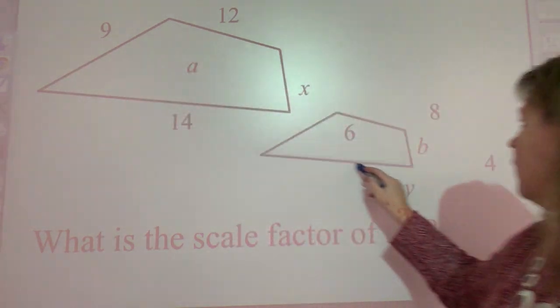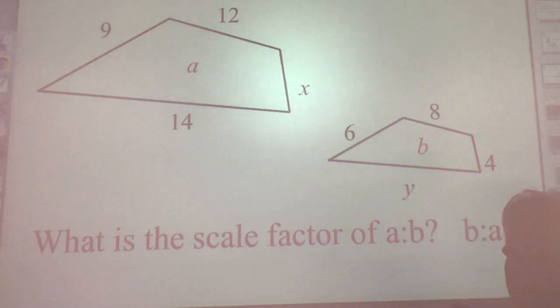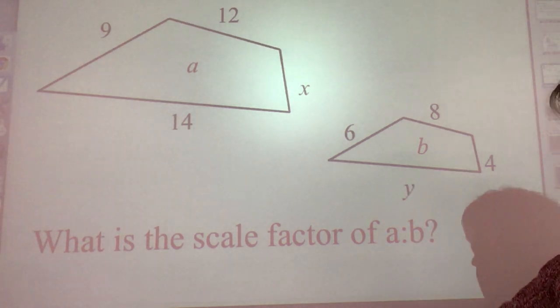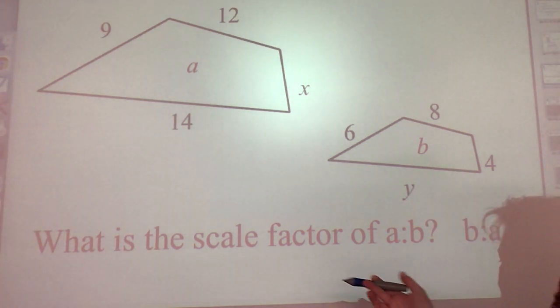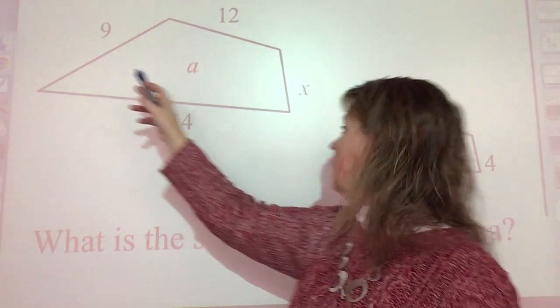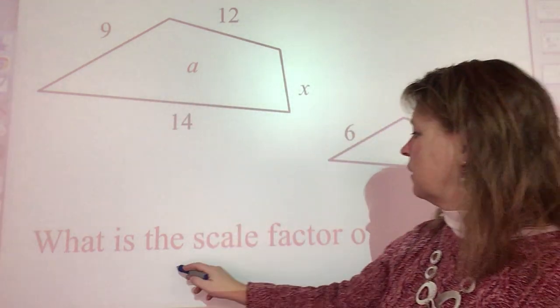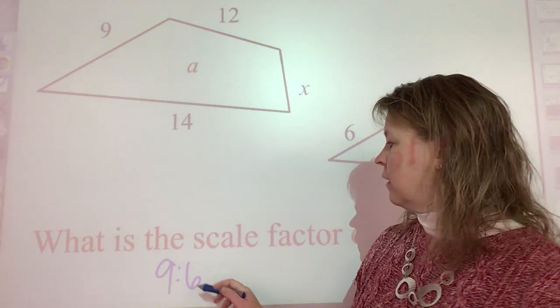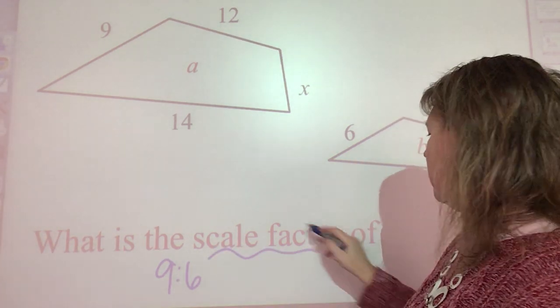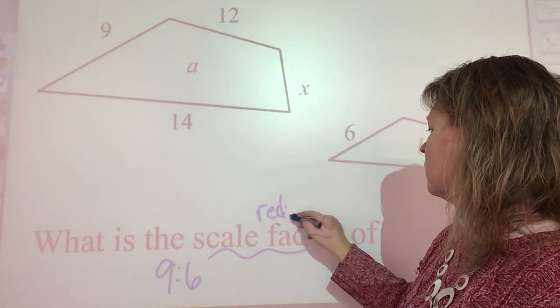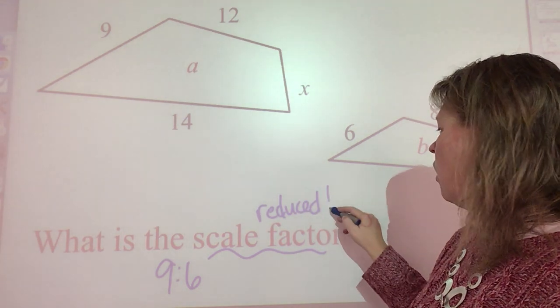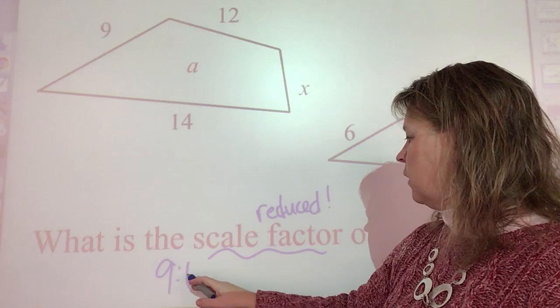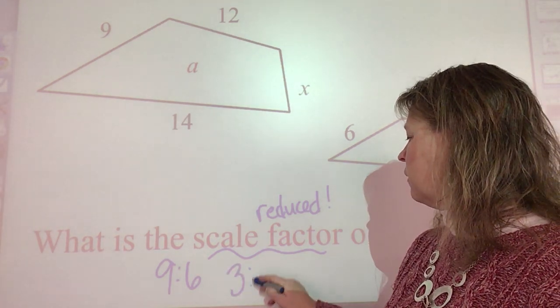Sides are definitely not congruent. If the sides are proportional, then the scale factor of A to B, you can pick a side. Go ahead and pick the 9. 9 is going to go over 6. 9 to 6. But scale factors are always reduced. Always, always, always reduced. So this would be a scale factor of 3 to 2.